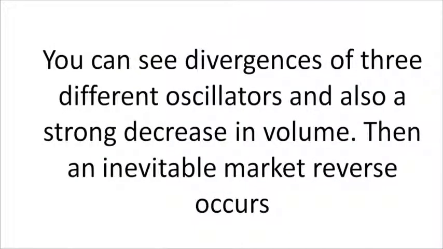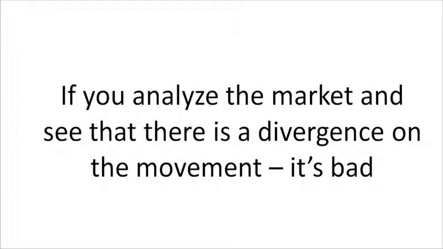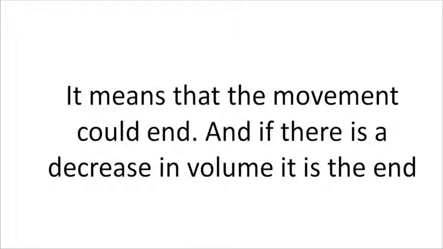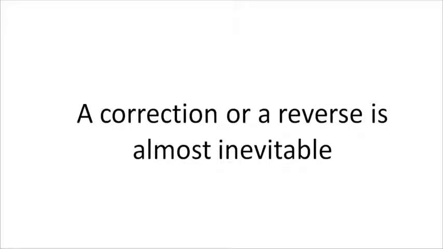You can see divergences of three different oscillators and also a strong decrease in volume. Then an inevitable market reverse occurs. If you analyse the market and see that there is a divergence on the movement, it's bad. It means that the movement could end, and if there's a decrease in volume, it is the end. A correction or a reverse is almost inevitable.